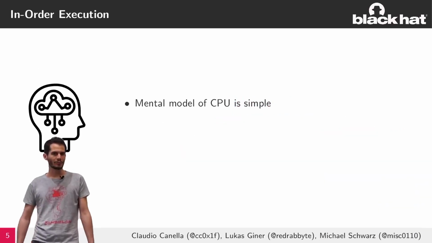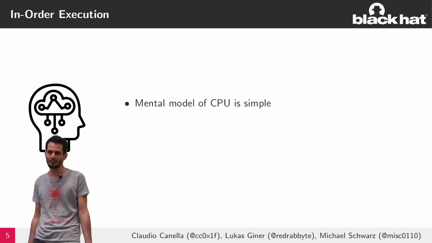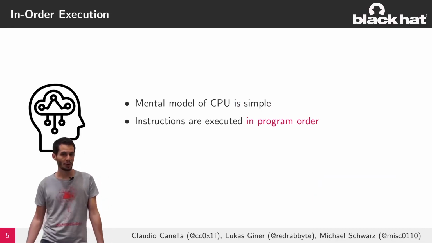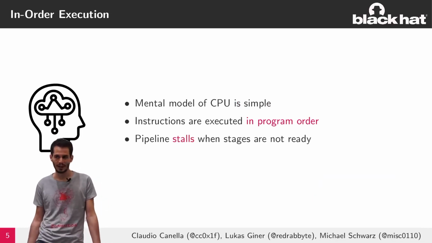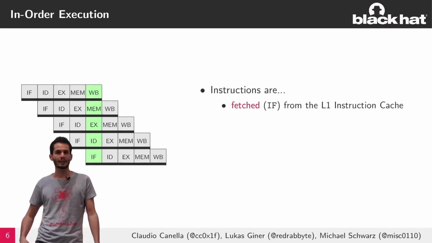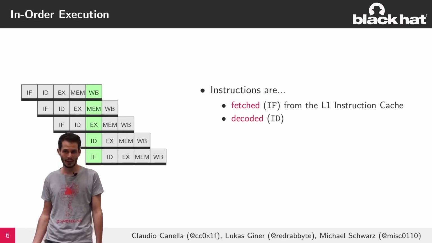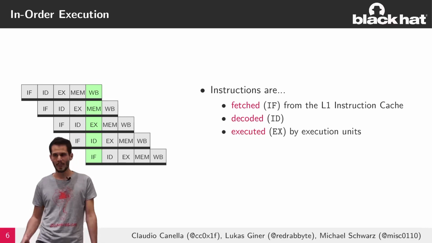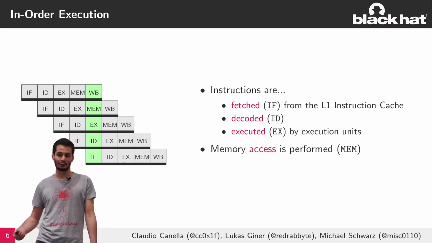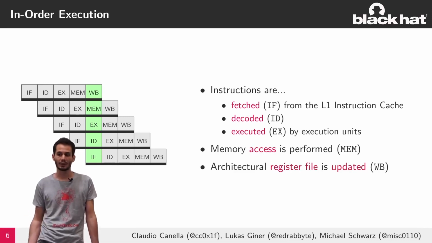Okay, so first we need a bit of background. The mental model you can have as a programmer of the CPU is fairly simple. Instructions are executed in program order, just as you expect, just as you write them down. The pipeline stalls when the stage is not ready, and if data isn't available, we also have to wait. So this can look something like this, where we first fetch into the L1 instruction cache. We decode the instructions, then we execute them. If necessary, we perform accesses to memory. And finally, we write back into the architectural register file.